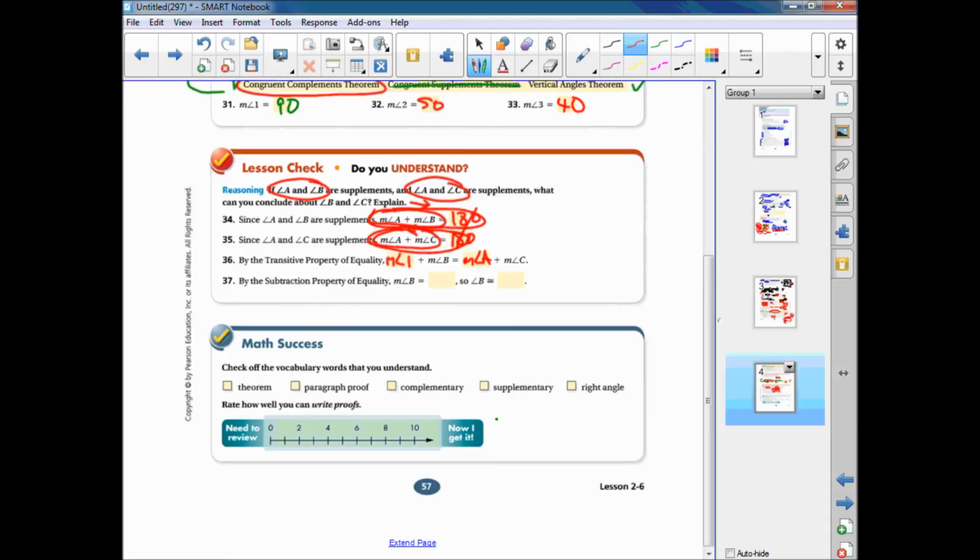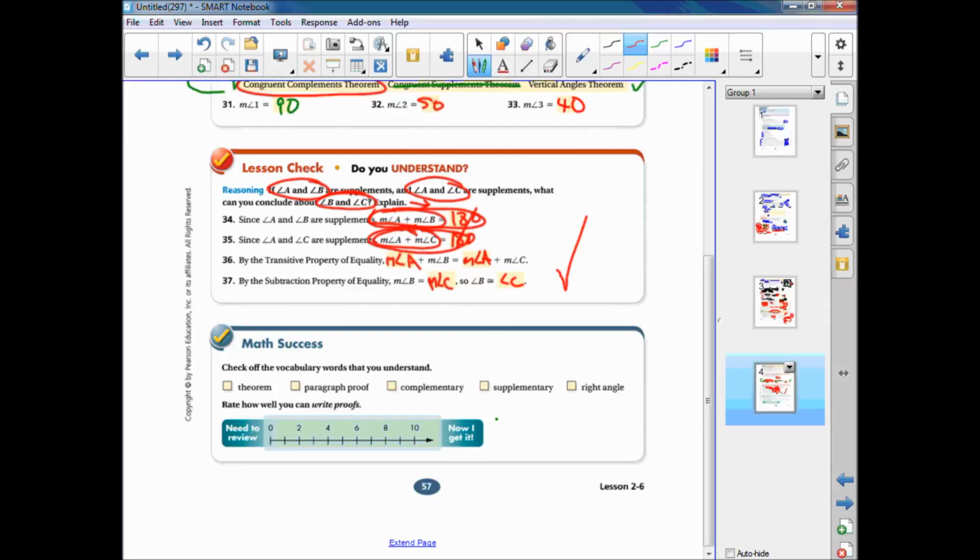Okay? And then by the subtraction property of equality, we can take away the measure of angle A from both of those and just say the measure of angle B equals the measure of angle C. And that means angle B is congruent to angle C. So we proved what we thought. B and C are congruent to each other. Okay? And this also proves our supplements theorem.